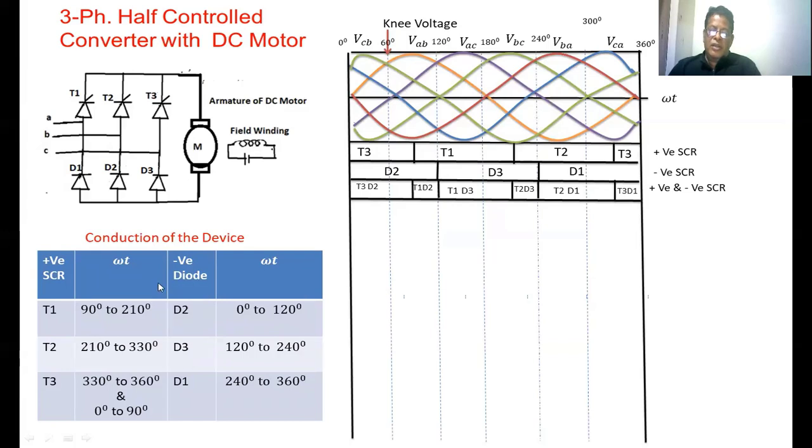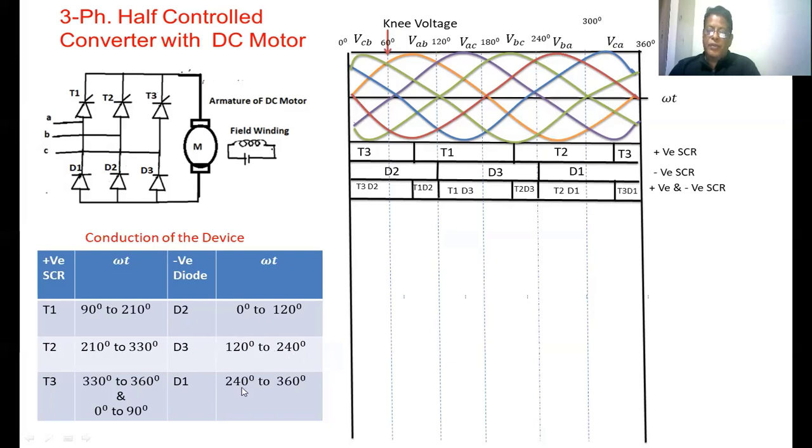This is the table in which we see when the positive group of SCRs is conducting. T1 is conducting from 90 to 210, because we have taken the firing angle as 30 degrees. T2 is conducting from 210 to 330. T3 is conducting from 330 to 360, and again from 0 to 90 degrees. But the conduction of D2, D3, D1 is fixed. D2 is conducting from 0 to 120. D3 is conducting from 120 to 240.